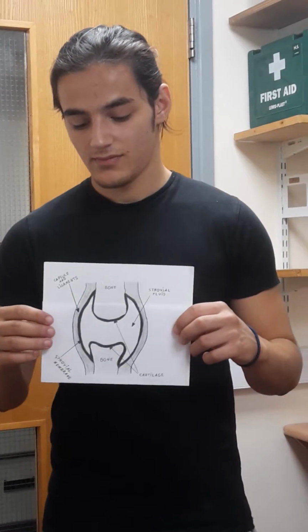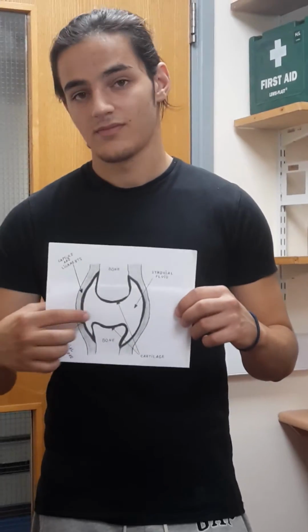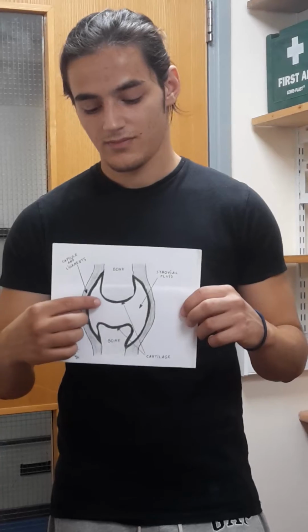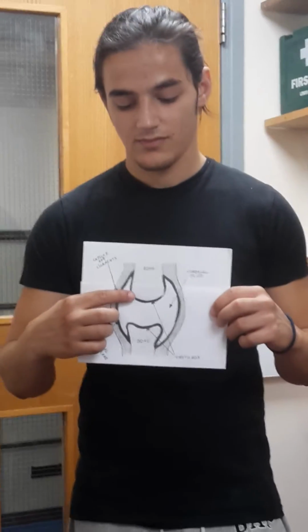The knee has lots of different parts to it. The first part is the ligaments. These attach bone to bone. The cartilage provides cushion for the bone to stop pressure.